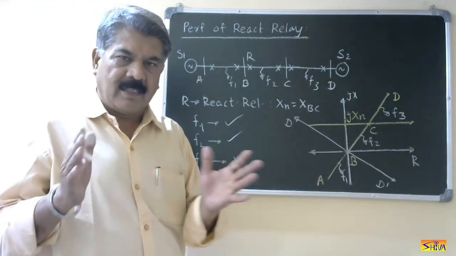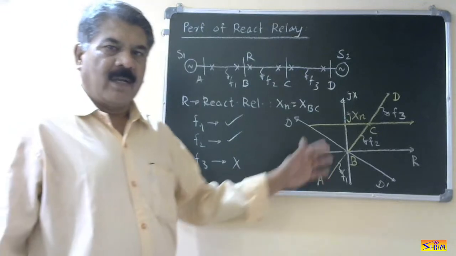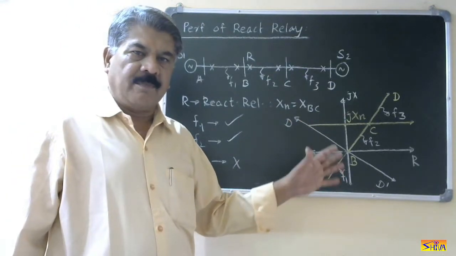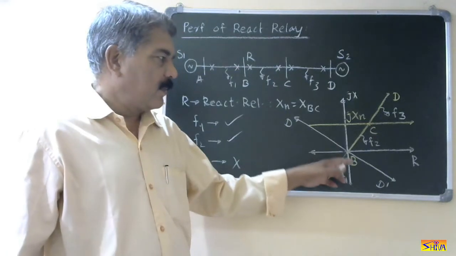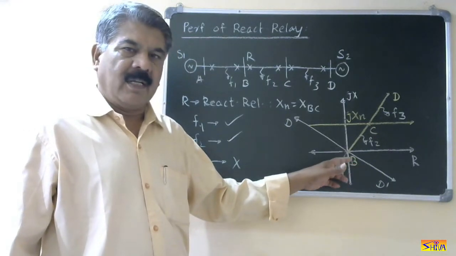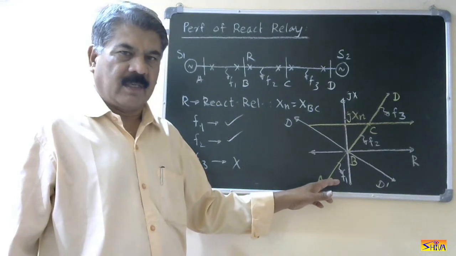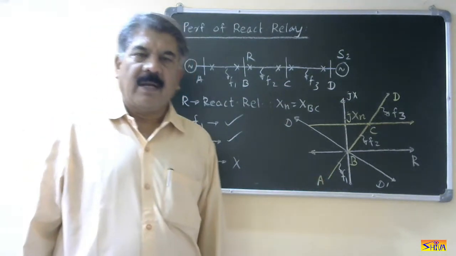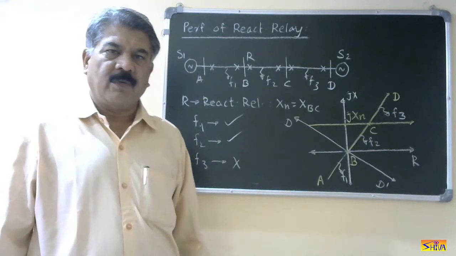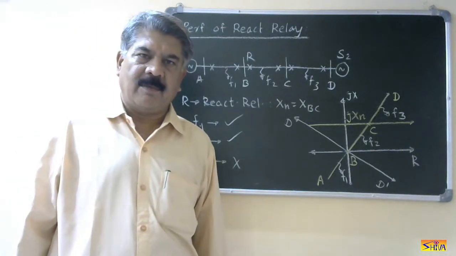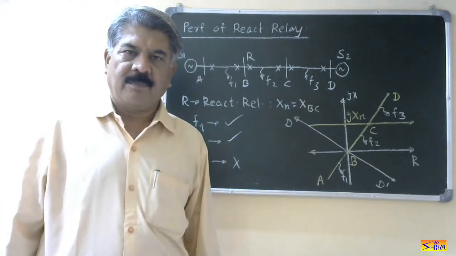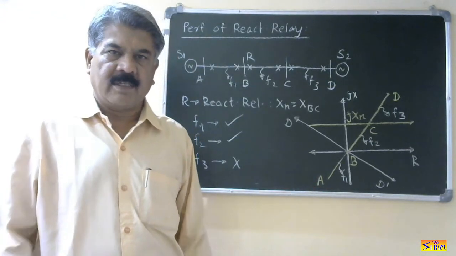So when we combine these two, that is the directional element and the reactance element, the characteristic will be the intersection of these two characteristics. So now with this, we find that the relay is not operating for fault F1. So the reactance relay is non-directional, and in order to make it directional, we have to provide a separate directional element. Then it will not operate for the fault in the opposite direction. That is all about the reactance relay.